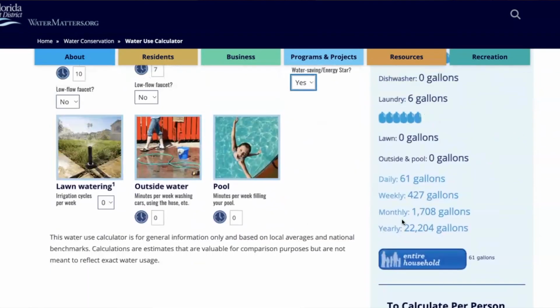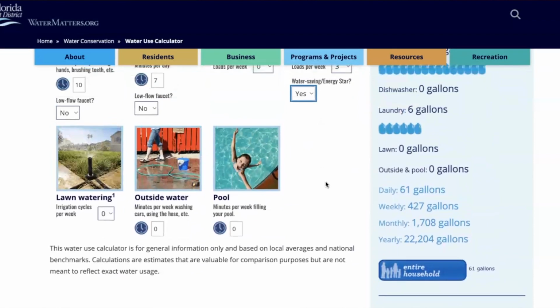Just for the sake of accuracy, the calculator said we use about 1,708 gallons of water a month for our family. That was a little bit higher. We use actually less than that.